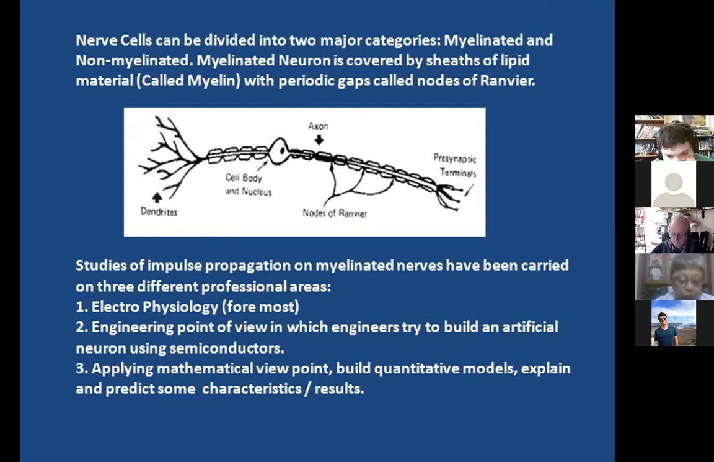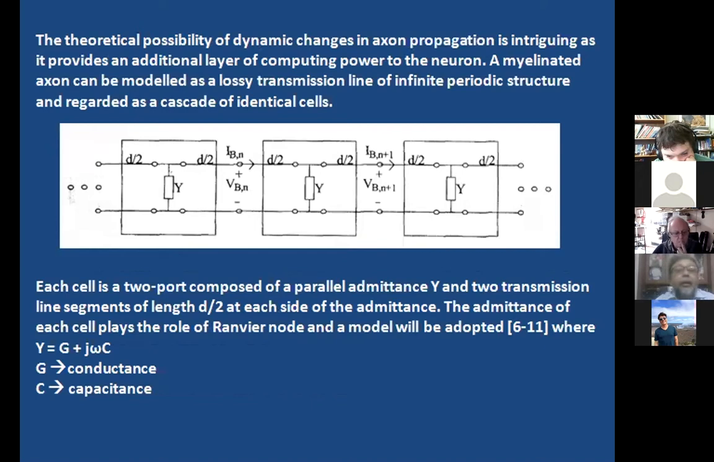Okay, so that is how we are modeling it. We modeled it based on the paper we referred to, the memory paper. The theoretical possibility of dynamic changes in action propagation is intriguing as it provides an additional layer of computing power to the neuron. A myelinated axon can be modeled as a lossy transmission line of infinite periodic structure and regarded as a cascade of identical cells.